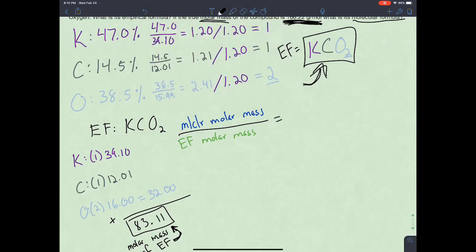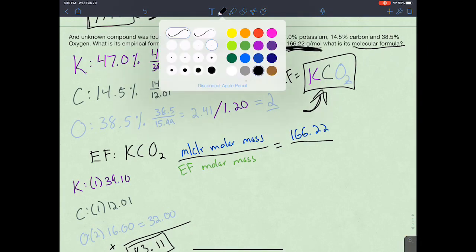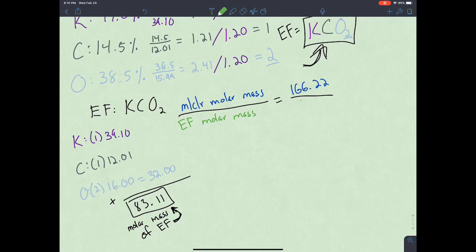So in our case, this is going to be 166.22 divided by, it's really ugly, 83.11. We're trying to figure out how many times our empirical formula fits into our molecular formula, because the molecular formula is going to be greater than the empirical formula in most cases. Sometimes they're the same. But we're going to see that this 83.11 goes into 166.22 twice. So this is going to equal about 2. That's how many times the empirical formula fits into the molecular formula.